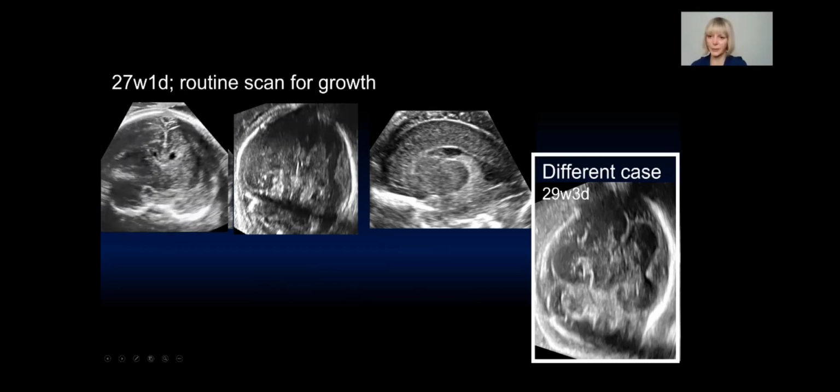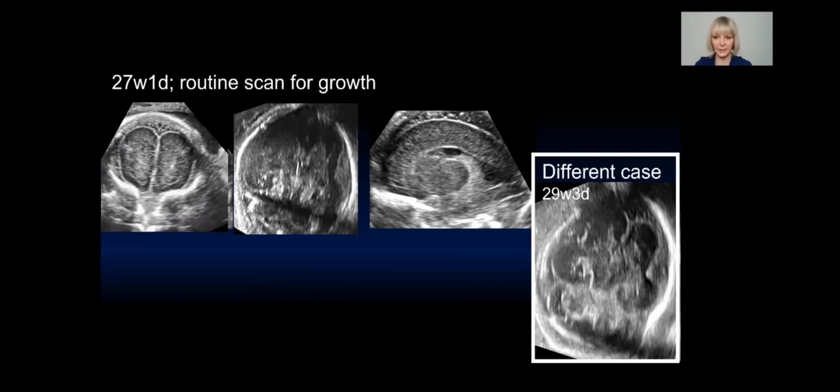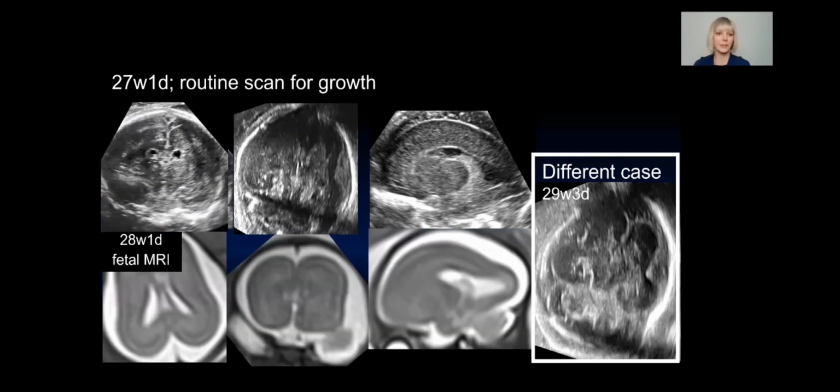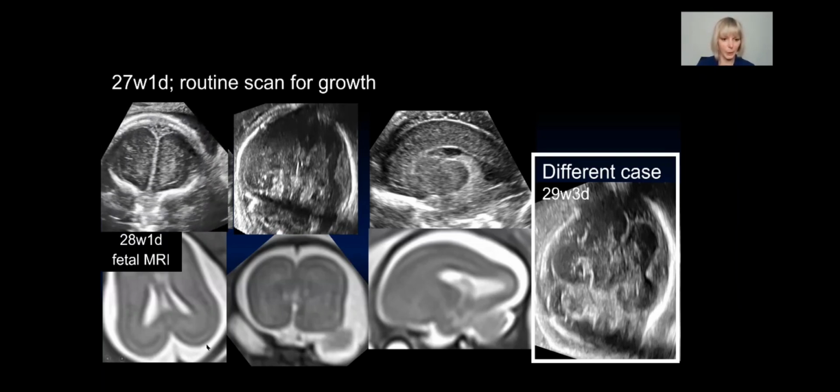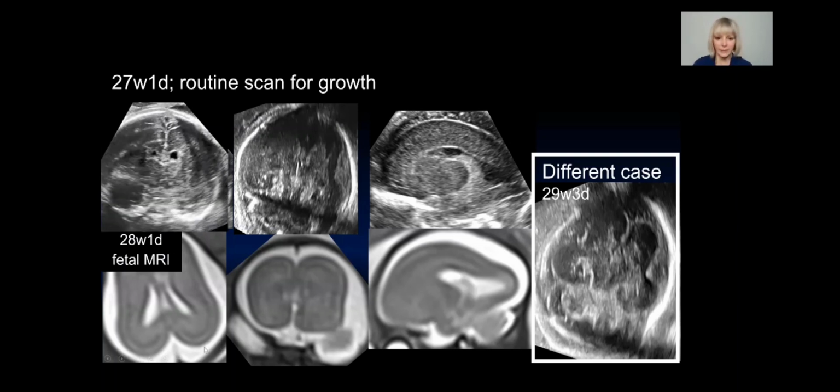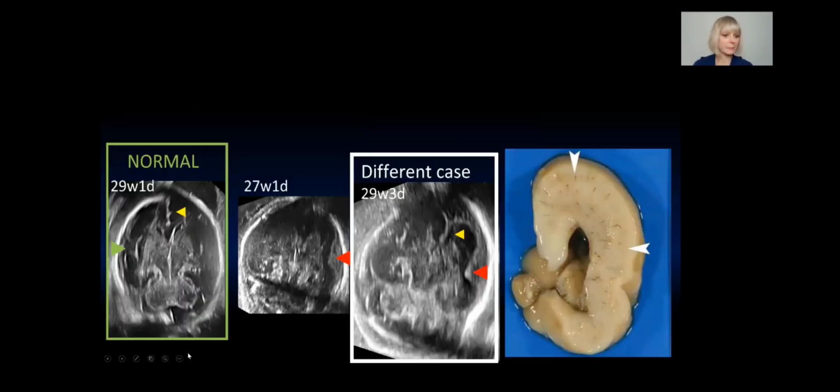This is a different case with very similar findings at 29.5 weeks. The patient had a 28 weeks fetal MRI, and that is useful for correlation. Now I'm giving you a normal scan for comparison. Look at the development of the sylvian fissure and contrast that with the minimal indentation of the sylvian fissure in these 2 abnormal fetuses. This is the post-mortem scan showing the minimal development of the sylvian fissure.